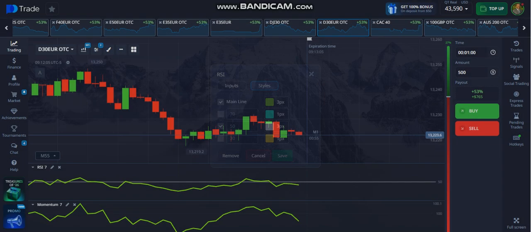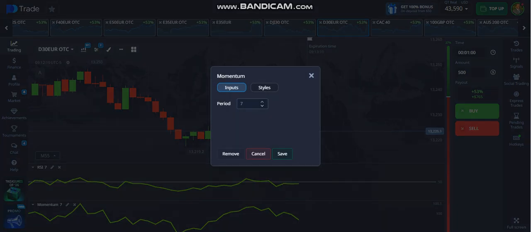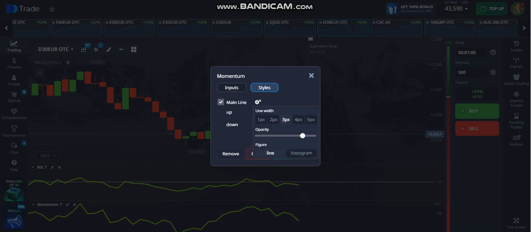Okay, save those. And for the momentum indicator, I have the period also set to 7. And in the style settings, for the main line, we're going to set it to line and not histogram. In the default setting, it's set to histogram, but we want line, 3 pixels green. Okay, so save those settings.